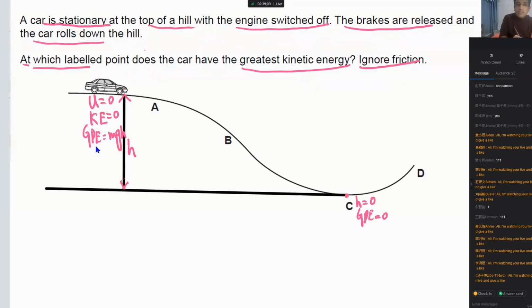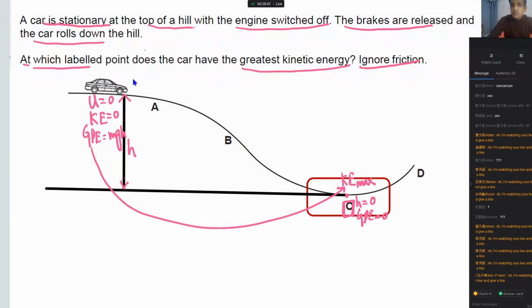So it means that GPE has been converted into kinetic energy. So this one has been converted into this. So the kinetic energy at this point is maximum, is greatest. So in this case, the answer has to be C. At this point, kinetic energy is maximum. So the answer for this problem is C. Okay, let's do one more question and then class will be over.